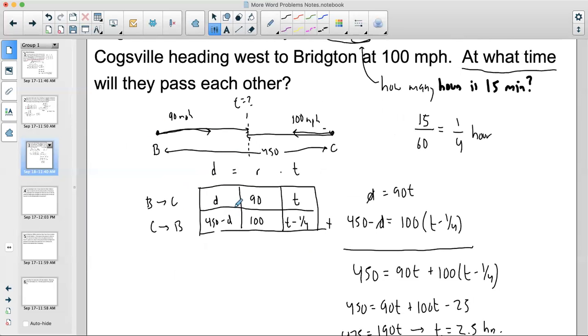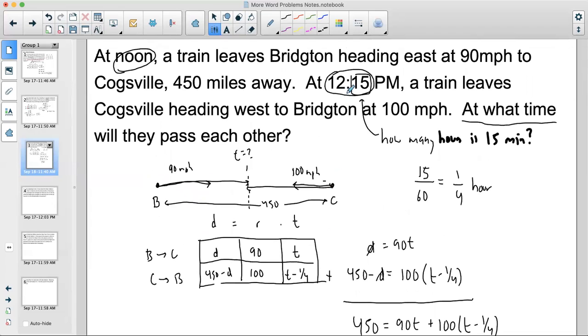And this one involved kind of two tricks. One we saw before, where if one distance is D and you know the total, you can write the other one as 450 minus D, whatever the total is minus D. And the trick here with the 1/4 was to remember that 15 minutes is not the same as 15 hours.